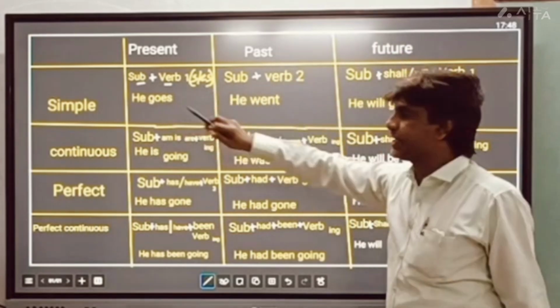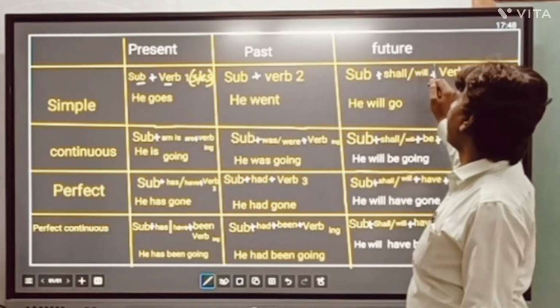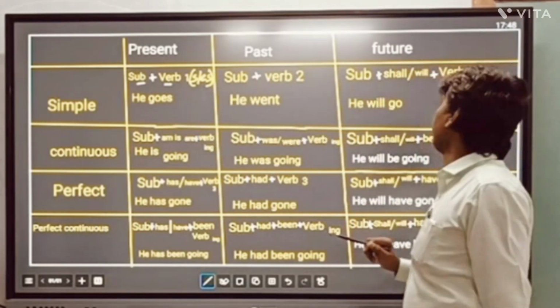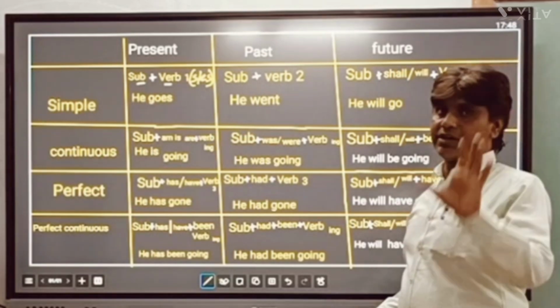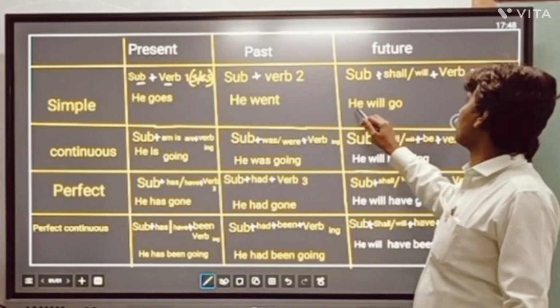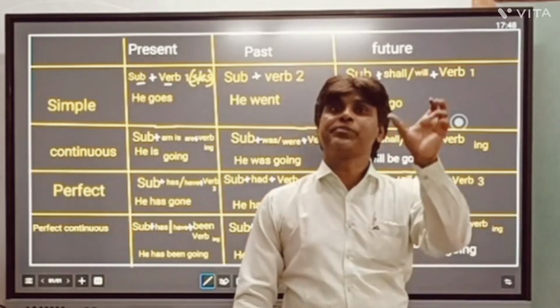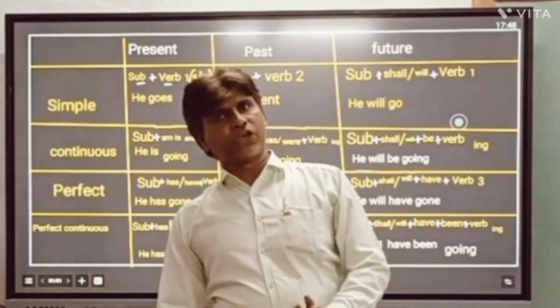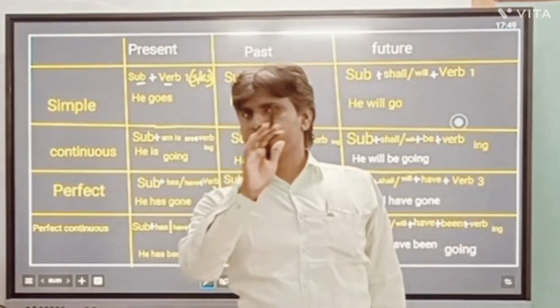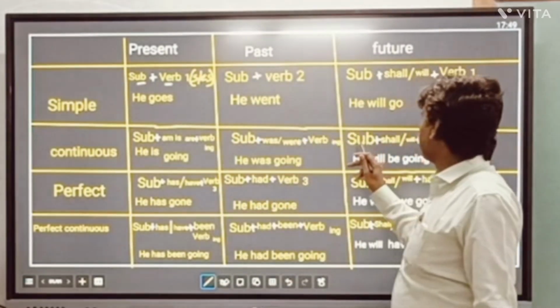Future. Now simple future tense. Again here subject, shall, will. Helping verb will be shall, will, and V1. V1 will be there in future tense. So simply, he will go. Shall is used generally for I and we. For the rest of all subjects we use will.